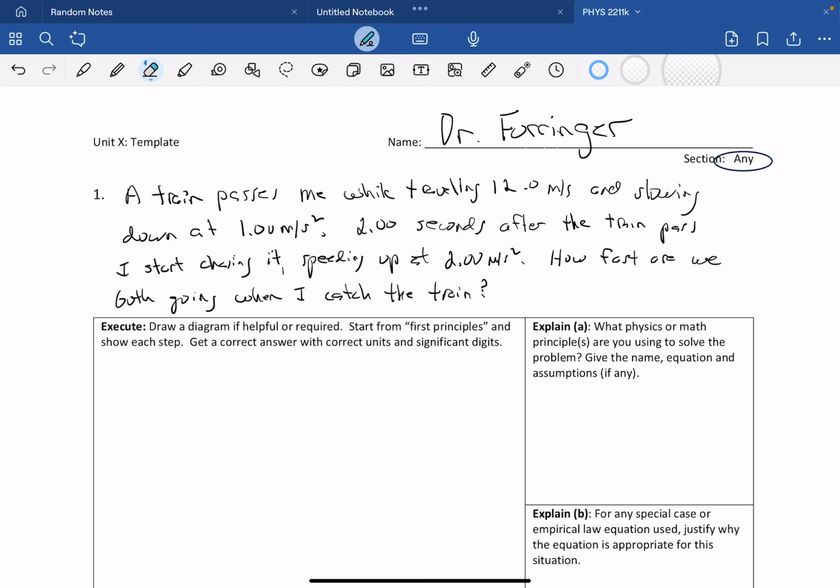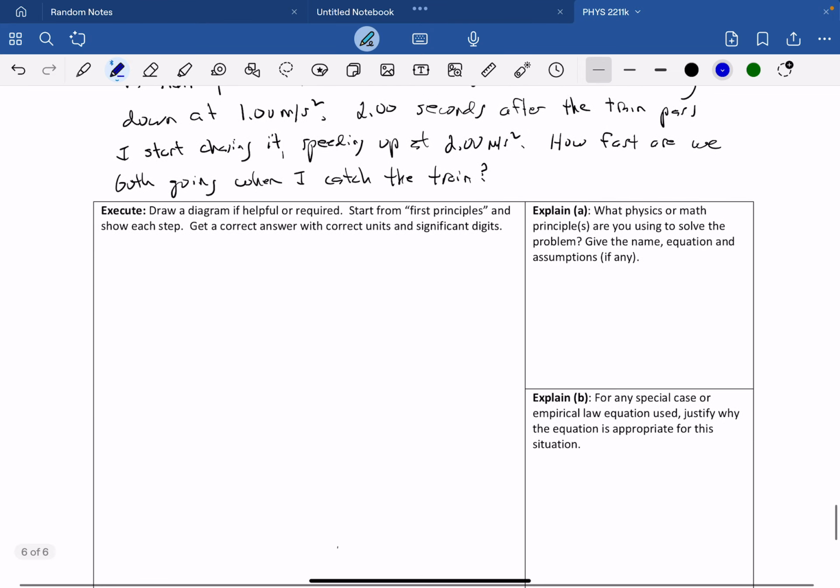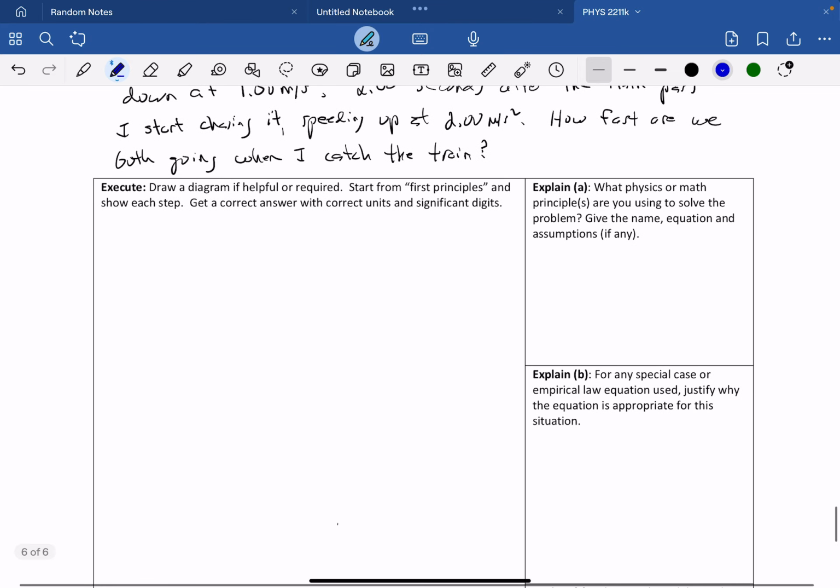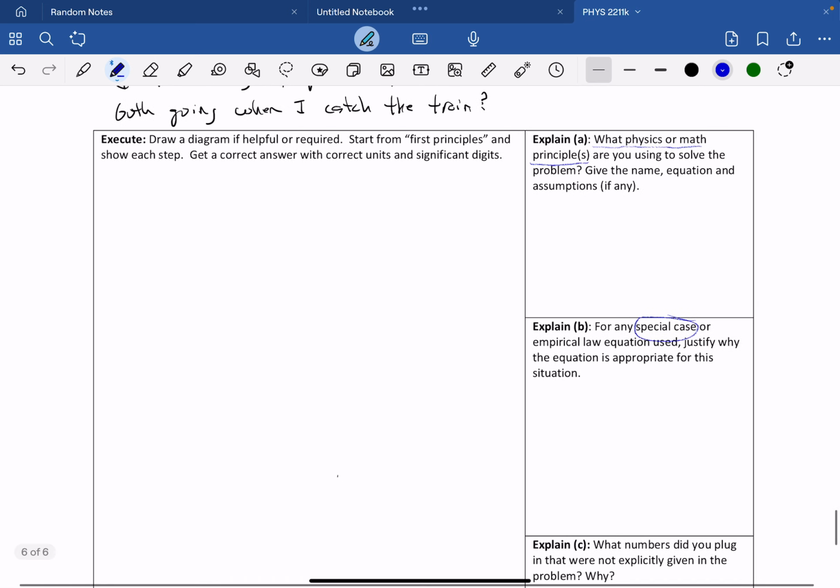All right, so this is a constant acceleration problem. And one of the things that we see is that constant acceleration isn't really a physics principle or a math principle. It's actually a special case. The equations that we use for constant acceleration are only valid if the acceleration doesn't change.